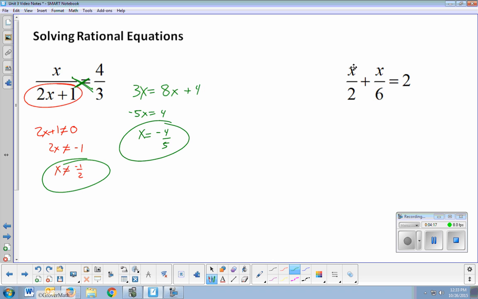Clearing denominators basically is a method where we say we don't like fractions. I want to solve an equation like this with no fractions. So I'm going to try to create an equation that has no fractions. And the way I'm going to do that is I'm going to multiply out denominators one at a time. So I have a denominator of 2 here. And so the way to get rid of that is multiply everything by 2.